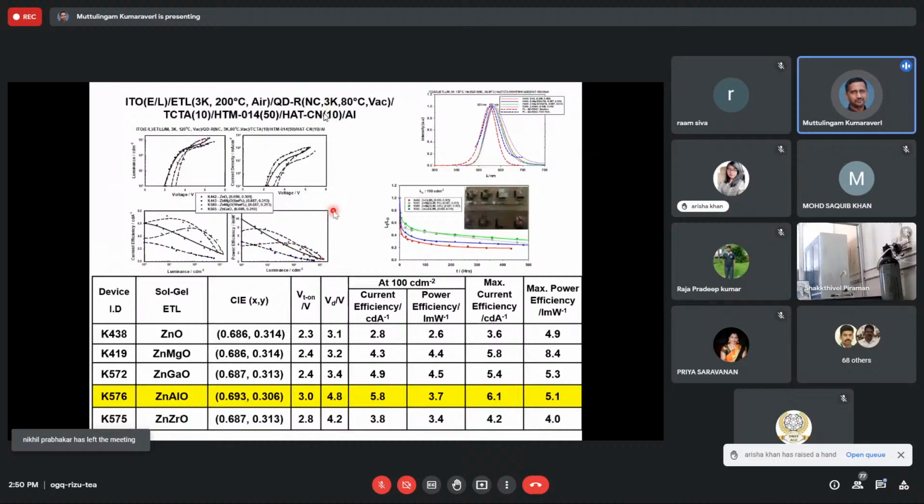Cadmium-free is still in its infant stage and is not commercialized yet. Compared to other ETLs, with the aluminum-doped zinc oxide we got high performance. The current efficiency is 5.8 and the power efficiency is 3.7 lumens per watt.